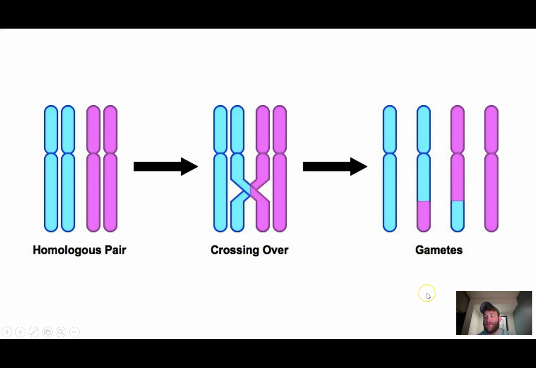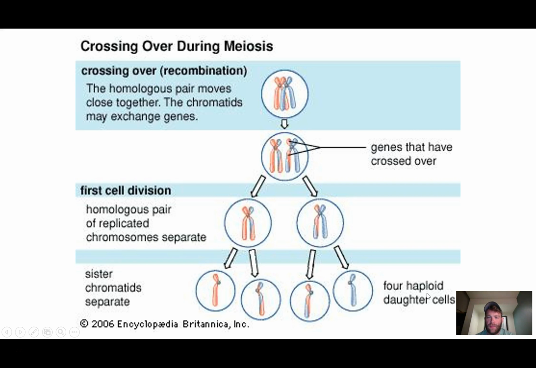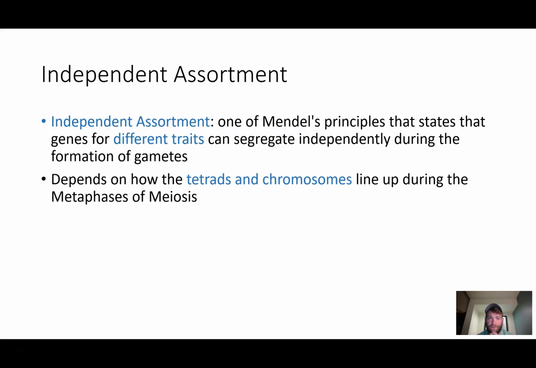Okay, so they're going to get swapped and traded. So again, with crossing over, you're going to get this recombination of different alleles, right? And then once those genes are crossed over, the chromosomes and the chromatids may be exchanging genes. Okay, so after our first division in meiosis 1, we separate those homologous pairs, and then lastly, we separate the sister chromatids so that we get 4 haploid daughter cells.